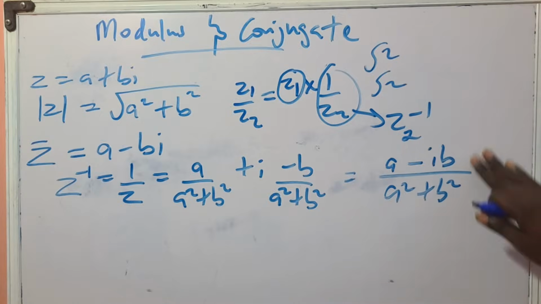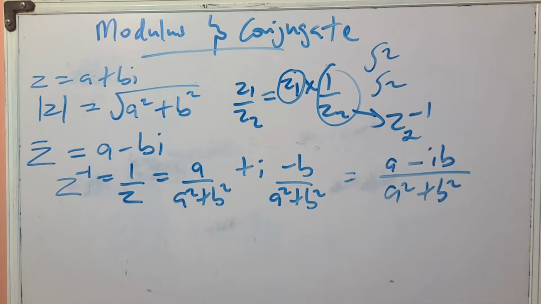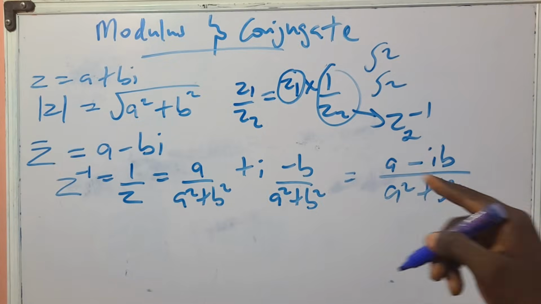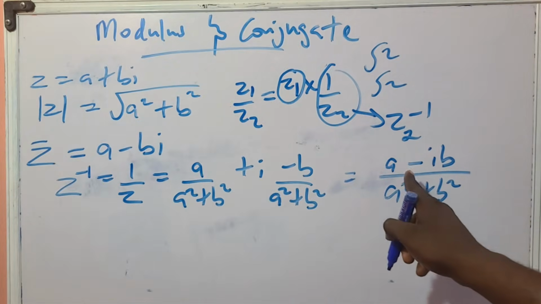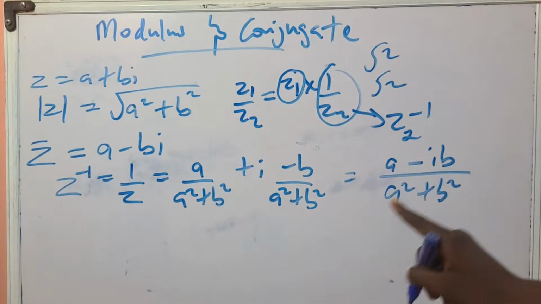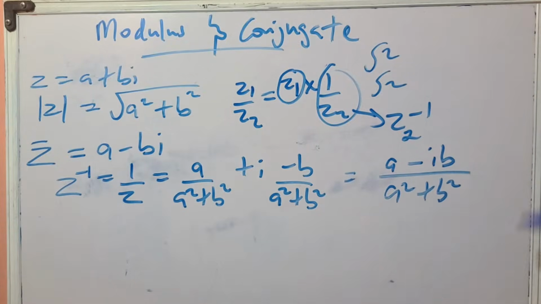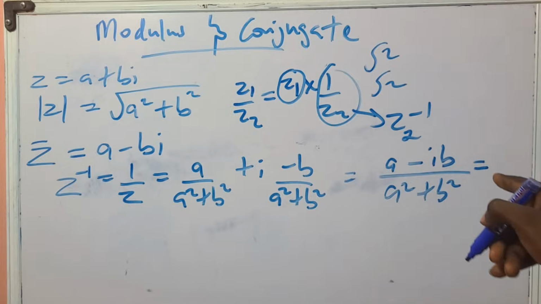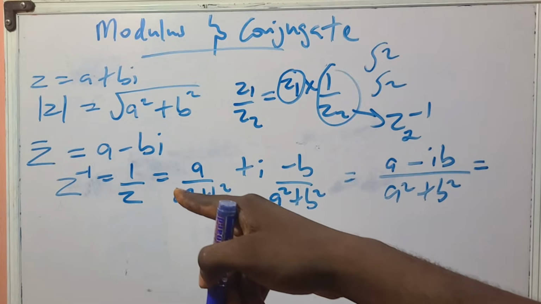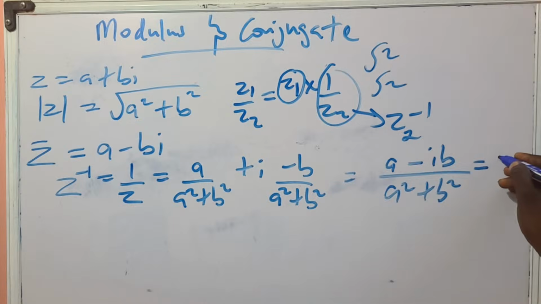Now look at what you have right here. Can somebody see exactly what's going on here? Can you notice that what you have as the numerator is actually what we called the conjugate? Can you observe that? A minus ib, a minus ib. So obviously, the numerator while solving this multiplicative inverse is the conjugate. So we can write the conjugate over.